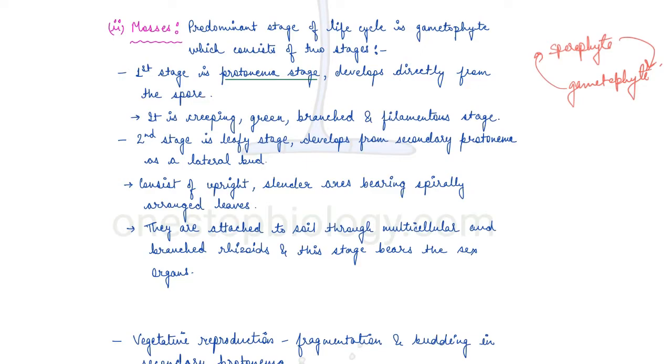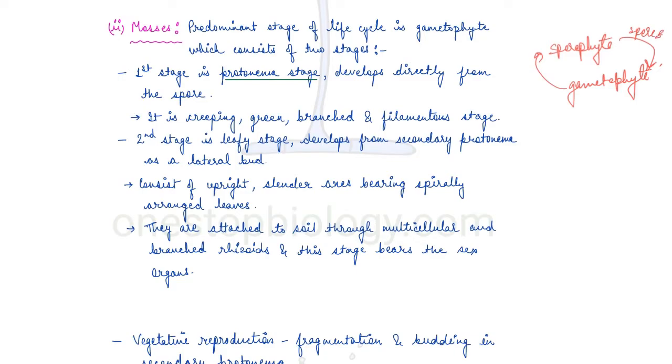Okay, so in the case of a moss, the predominant stage of the life cycle is the gametophyte, and it consists of two stages. The first stage is the protonema stage. Now what is this protonema stage? It is basically a creeping, green, branched and filamentous stage. It develops after the sporophyte is formed and it forms spores. So this protonema stage of the gametophyte is formed from the spores which are formed during the sporophytic stage.